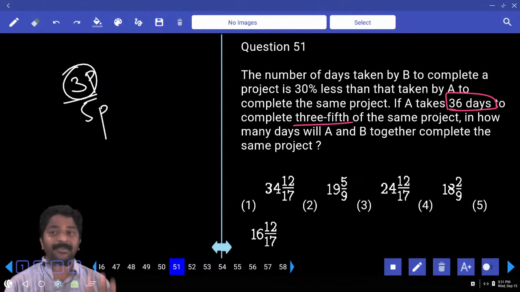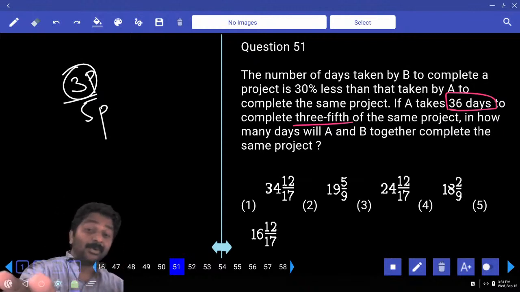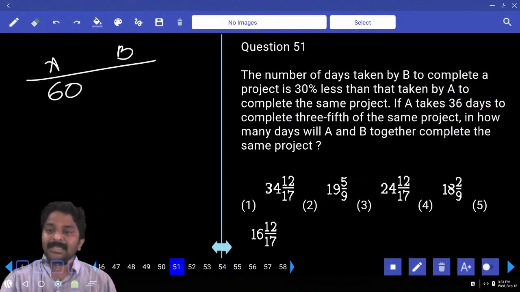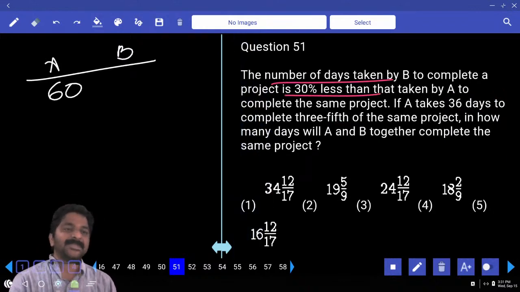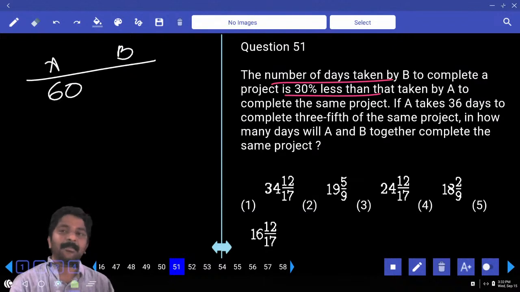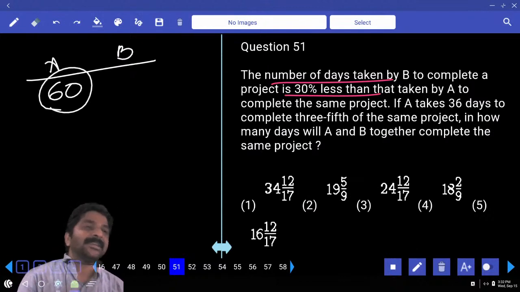Total work is denominator, 5 parts. So 5 parts can be done in 5 into 12. Who can complete the work in 60 days? A can complete the work in 60 days. Now whereas B, he takes... and this is comparison about their timings only. Sometimes they will compare efficiency and sometimes they will compare time. This question is about comparison about their timings only. B takes 30% less time than A. What is 30% of 60? 18 days less.